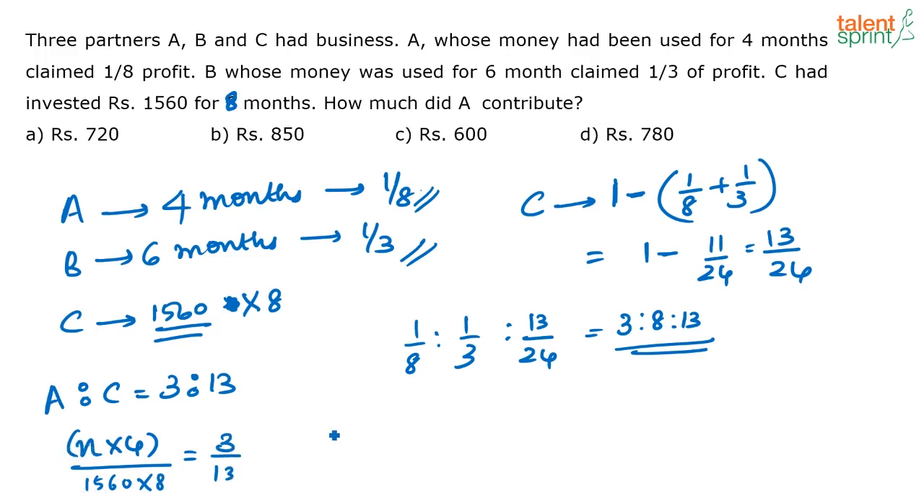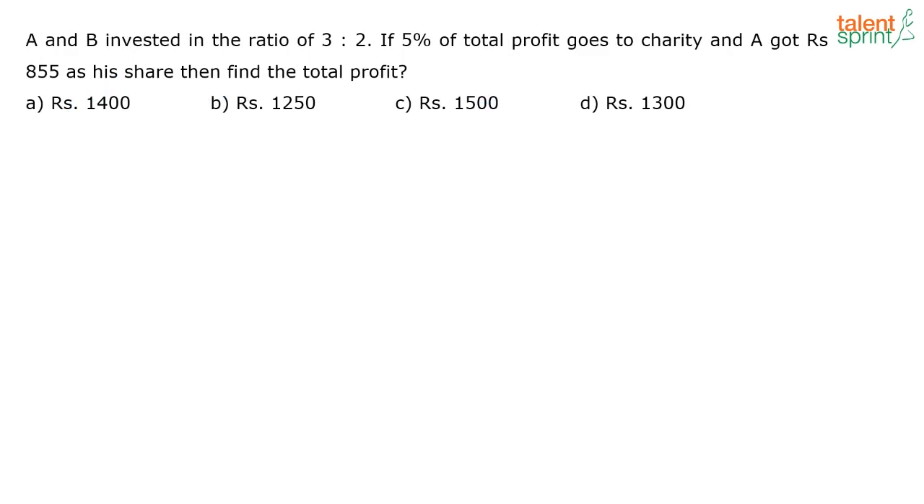From this you find out what is N. If you solve, you will get N is equal to, what do you get? Here you get 4N is equal to 1560 into 8 into 3 divided by 13. So, when you solve this, you will get N is equal to 720. So, try out this one.